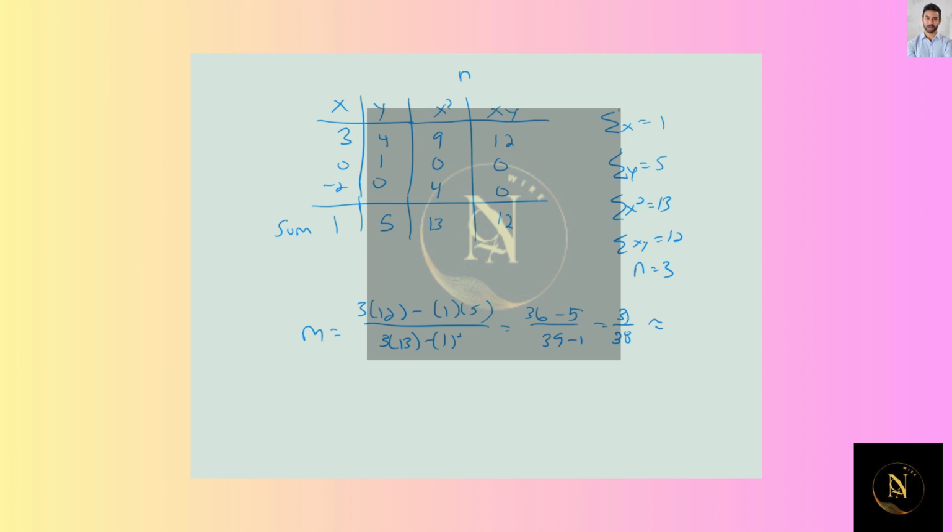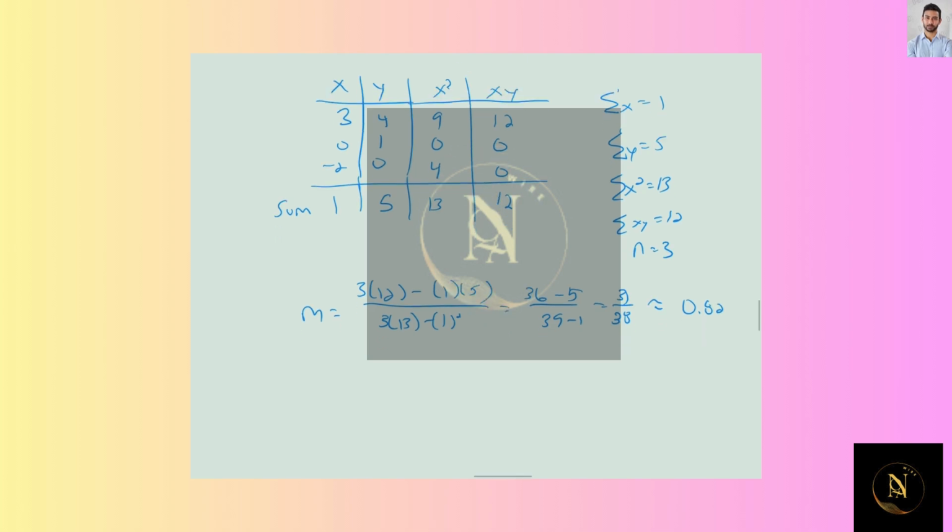You want this to 2 decimal places, and that would be 0.82 for just the slope part.